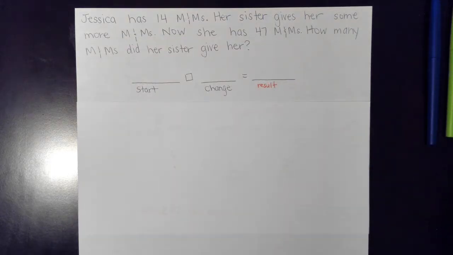So in this case today, we're going to read through our word problem, and let's think about, as I'm reading it, what you know and what you don't know. So it says Jessica has 14 M&Ms. Her sister gives her some more M&Ms. Now she has 47 M&Ms. How many M&Ms did her sister give her?